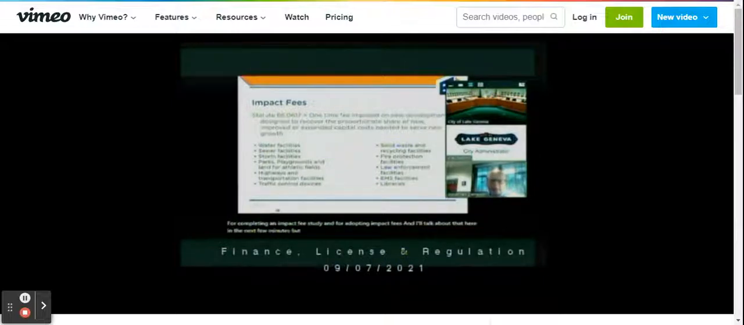But in general, what you see on screen is the different types of facilities under state statute that you have the ability to impose impact fees for. In my experience, the most common impact fees that municipalities have are for water, sewer, parks, and the fire, law, and libraries. The others on this list certainly are applicable, but just in my experience, not as common.